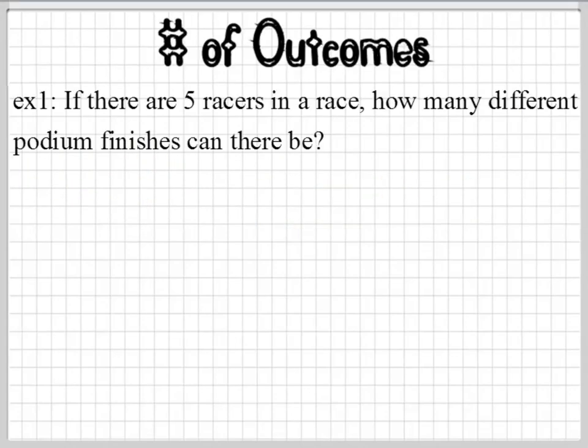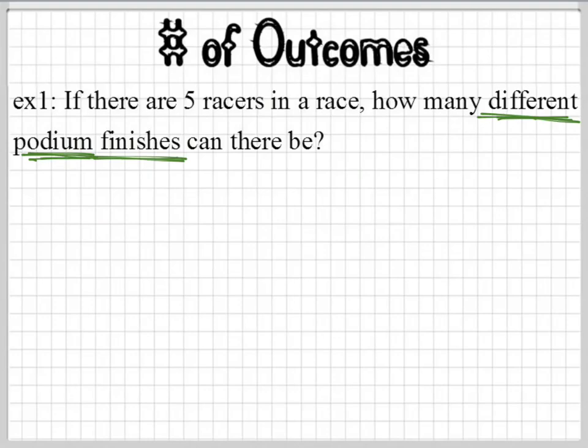Now, yesterday, we looked at how many outcomes we can get with this race, right? And the difference between this and what we're going to do is that for this one, did order matter? No. Because it says if there are 5 racers, how many different podium finishes can there be?